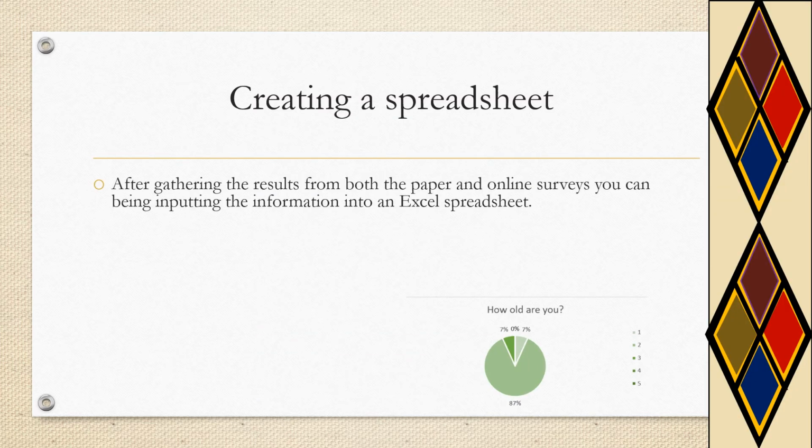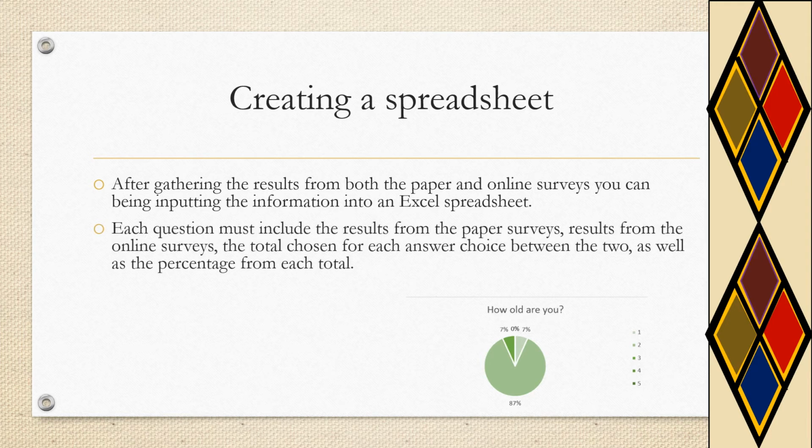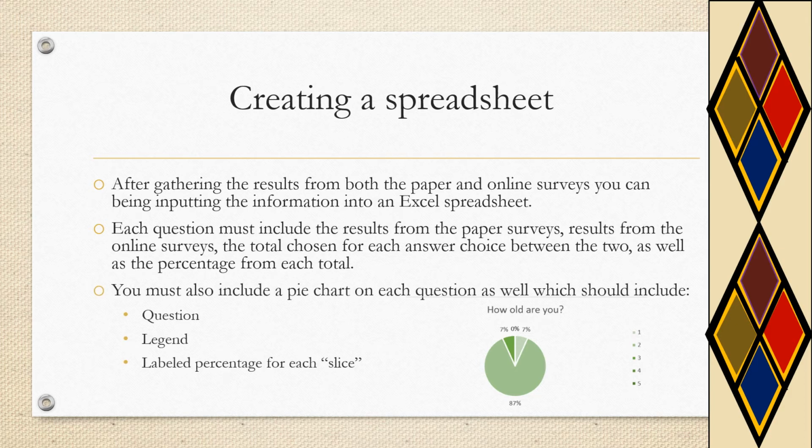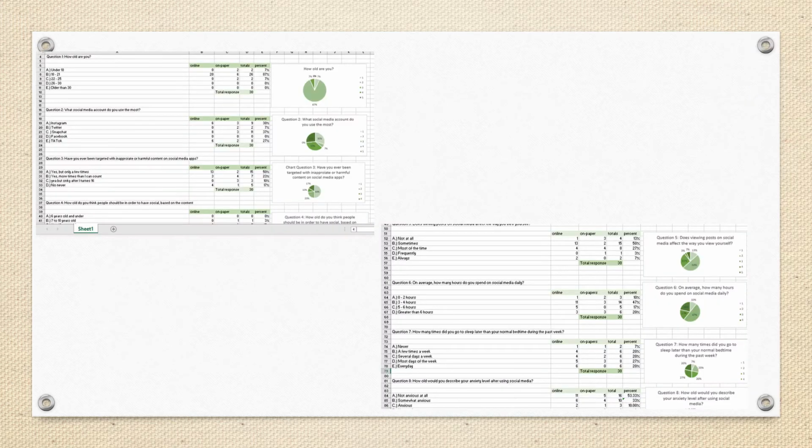Creating a spreadsheet. After gathering results from both the paper and online surveys, you can begin inputting the information into an Excel spreadsheet. Each question must include the results from the paper surveys, results from the online surveys, the total chosen for each question choice between the two, as well as the percentage from each total. You must also include a pie chart on each question as well, which should include the question, a legend, and label percentage for each slice. Here's my example of the pie chart. And here are my examples from the Excel spreadsheet.